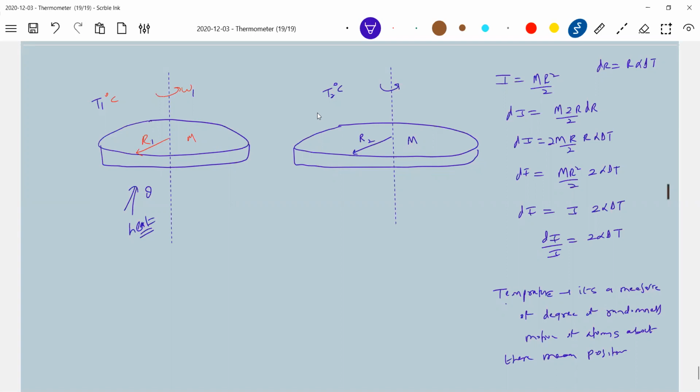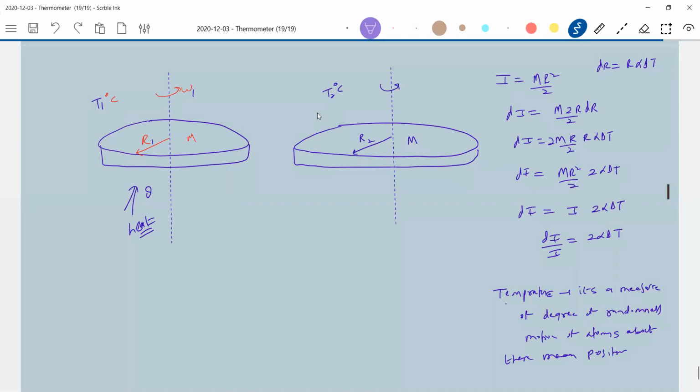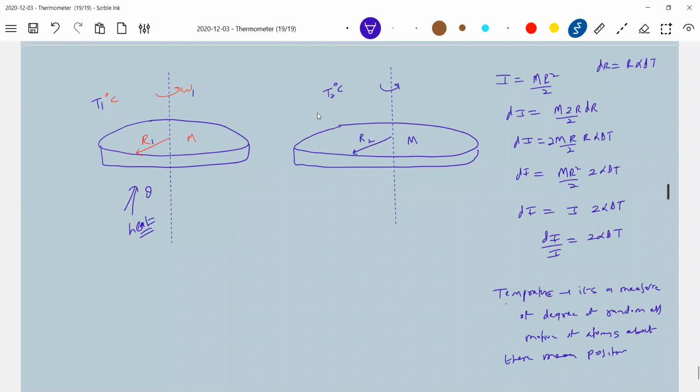So body at 10 degrees, body at 20 degrees. Molecules in the body at 20 degrees will have more randomness of vibrations. The degree of randomness of motion of atoms about their mean position, this is the modern definition. Okay, now definitely here it will expand. So therefore we have supplied heat.